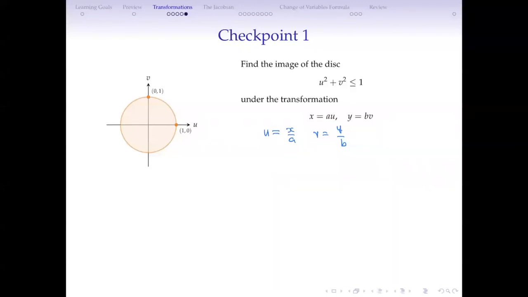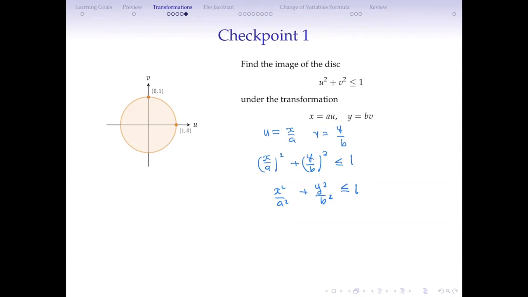Let's take a look at this example of a transformation in checkpoint 1. If, as I suggested, I solve for u and v and substitute them in the equation in order to find out what the image region in x and y is, what I get is (x over a) squared plus (y over b) squared is less than or equal to 1. You can recognize this, if the inequality were replaced by an equal sign, as the equation of an ellipse with semi-major axis a and semi-minor axis b.